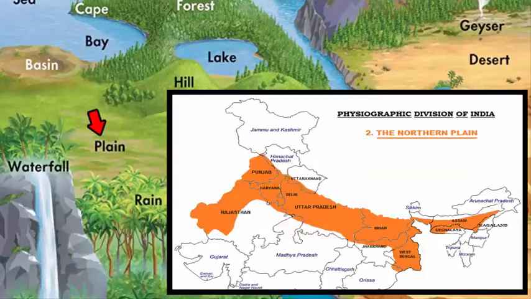A good example is the North Indian plain. Rivers like Indus and Ganga have been depositing this sediment in this plain over thousands of years. In northeast India, the Brahmaputra plain or the Brahmaputra valley in Assam is another good example of how the river Brahmaputra has been depositing sediments for thousands of years.